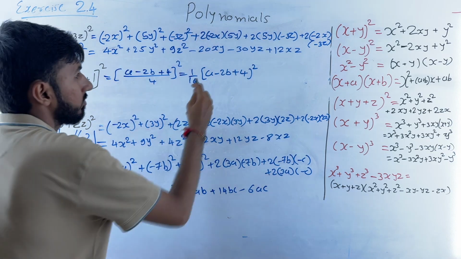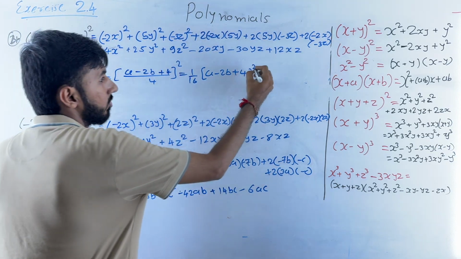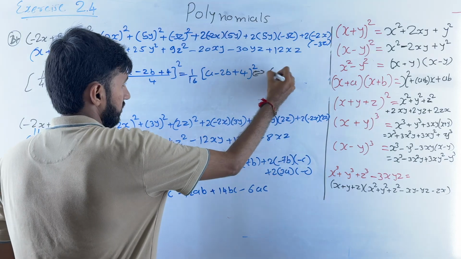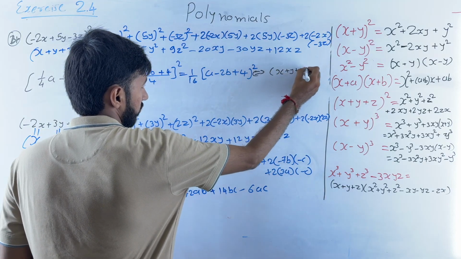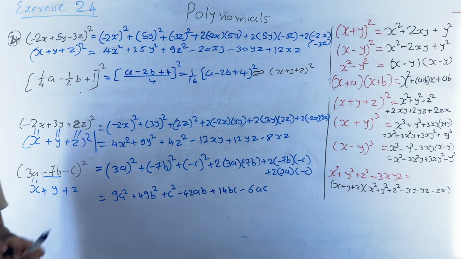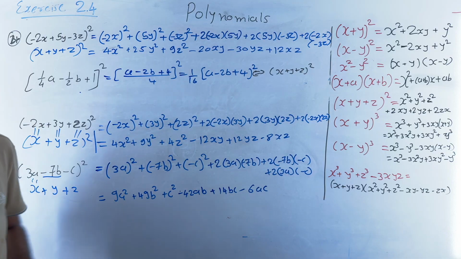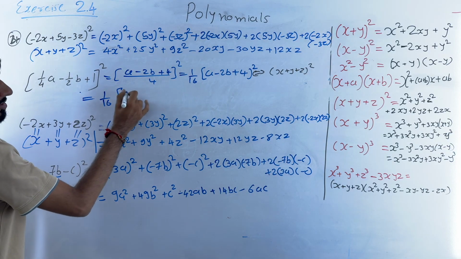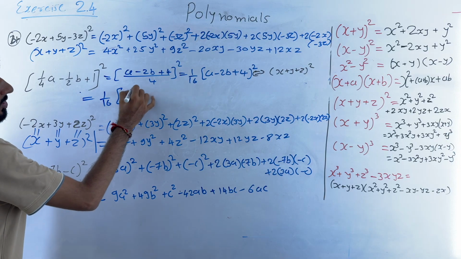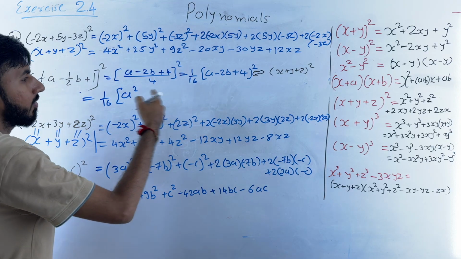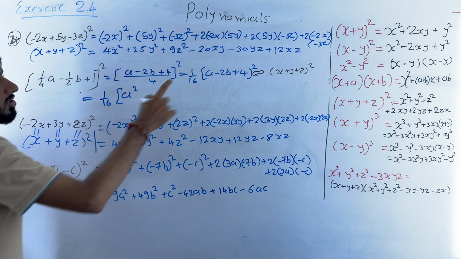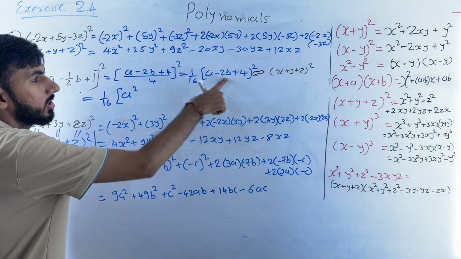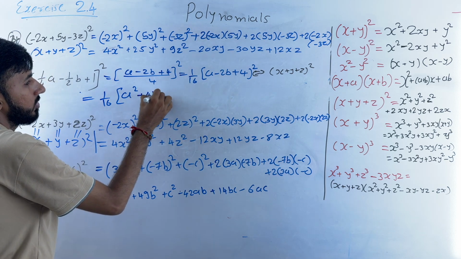Now that I have simplified the question in this format, by comparing this with x plus y plus z whole square, my x will be a, y will be minus 2b, z will be only 4, right? So my answer will be 1 by 16 as it is, x square, that is a square, plus y square. Now I am writing the direct answer, right? So y square, that is (-2b) square, so it will be plus 4b square.